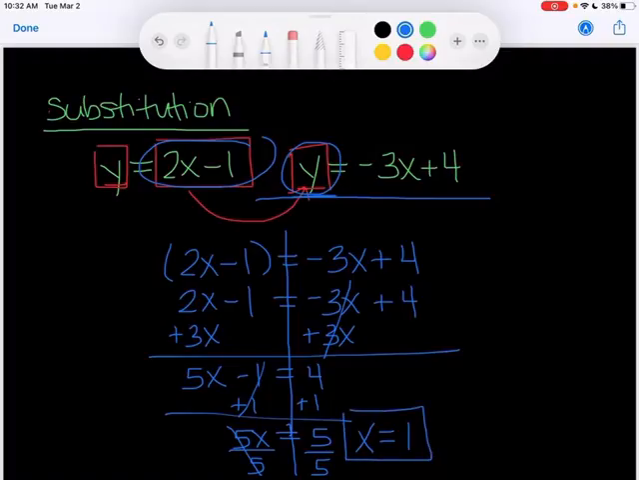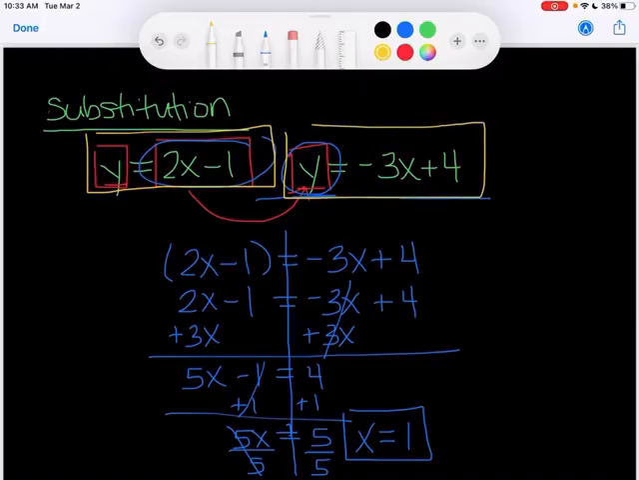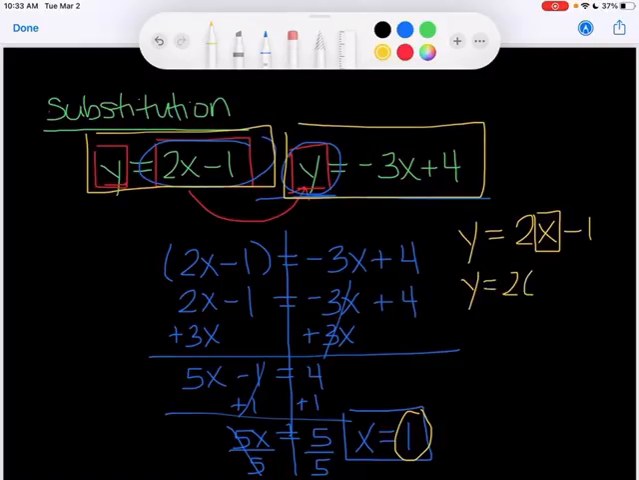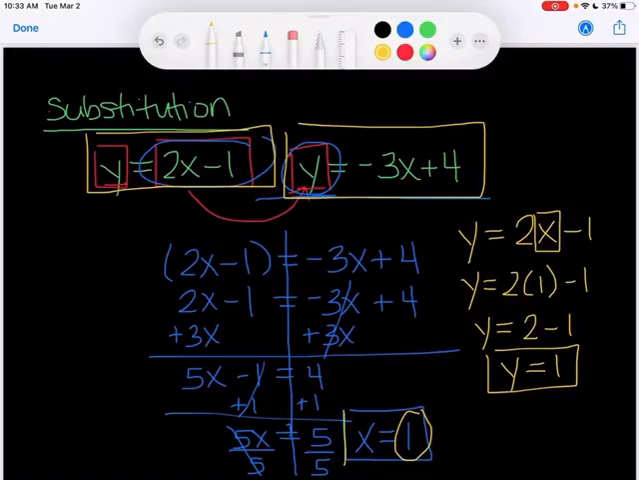We want to know where these two lines intersect, so we need an ordered pair. So what I need to do is go back to either one of these equations, it does not matter which one, and plug in 1 for x. I'm going to use this first one, y equals 2x minus 1. Well, x equals 1. You can see that here, so I'm going to plug that in. y equals 2 times 1 minus 1. That gives me y equals 2 minus 1, which gives me y equals 1. So we end up with x equals 1 and y equals 1, so our ordered pair is (1, 1).